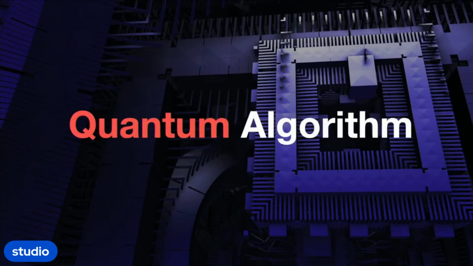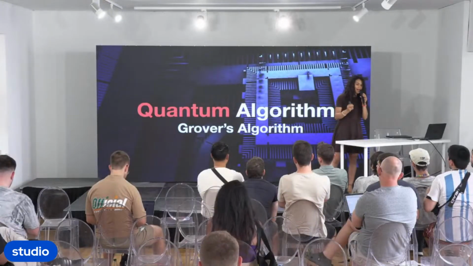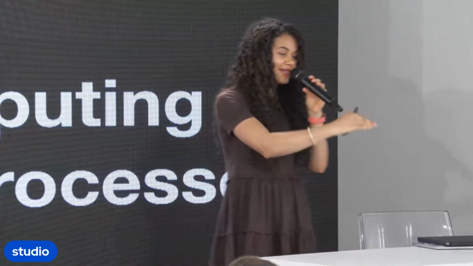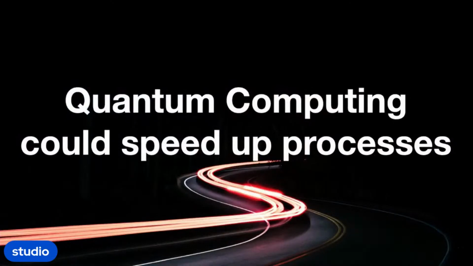So how do we know this is possible? Well, this is because of a quantum algorithm called Grover's algorithm. And there's a guy called Grover who created this algorithm several years ago. And quantum computing, as you can see, can speed up certain processes. It can speed up certain algorithms. And there's one algorithm that it can speed up, which has a big impact on the blockchain.